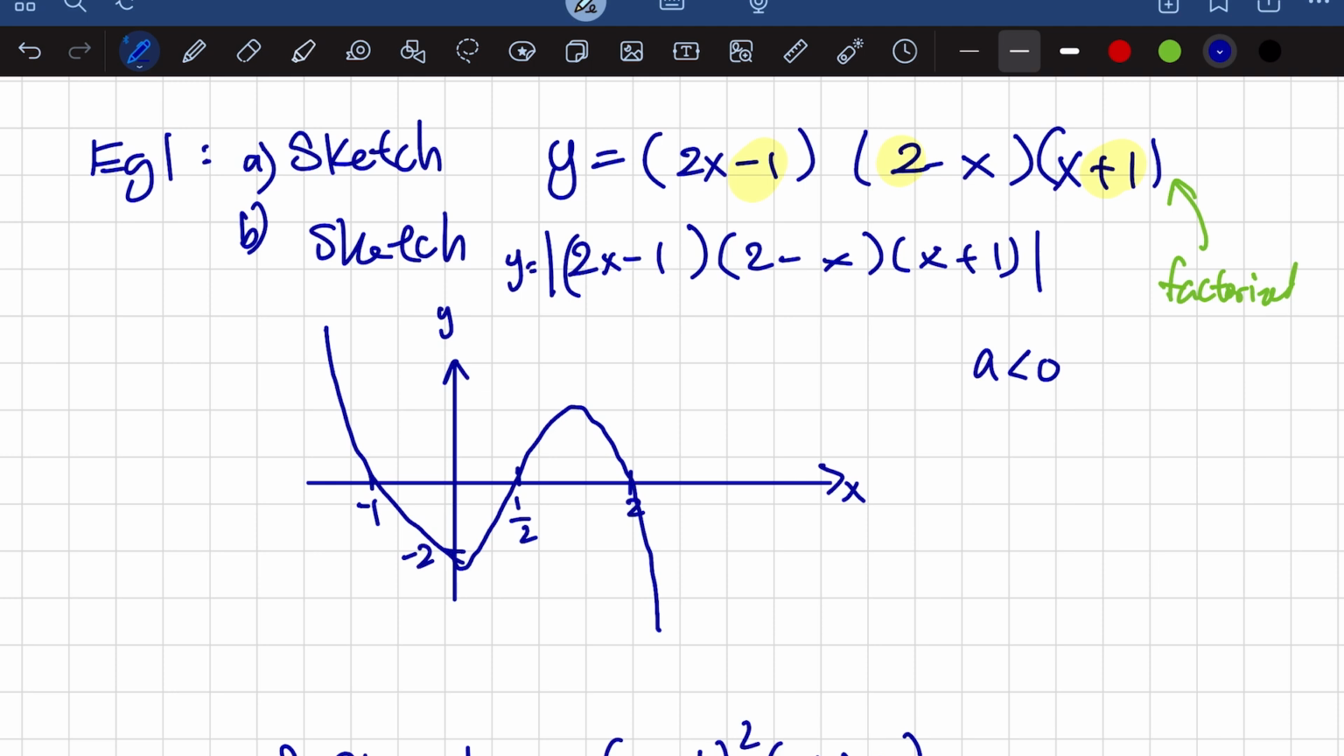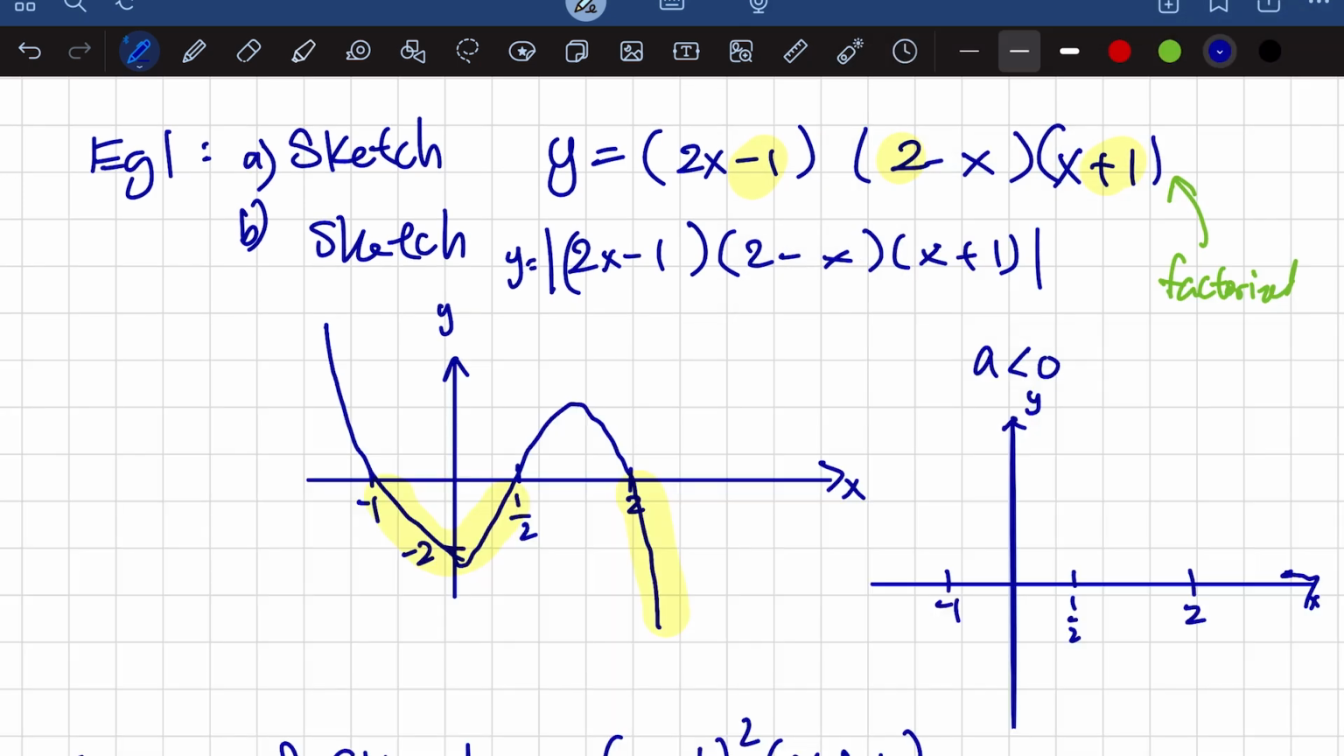All right, so the next part is they want us to sketch the modulus. All right? So the modulus is very simple. Whatever's at the bottom, we are going to just flip it up. All right? So maybe I'll just draw it right here very quickly. So we still need to maintain our roots. Don't change that. So minus 1, half, and 2. All right. Now your y-intercept before was minus 2. Now it's actually transformed to positive 2. Okay. So it looks something like that.